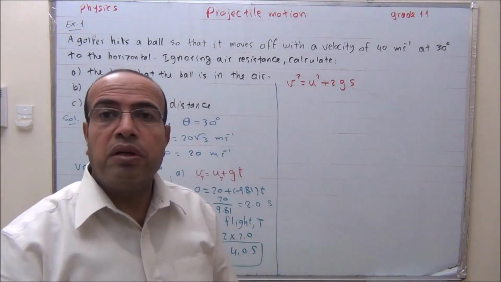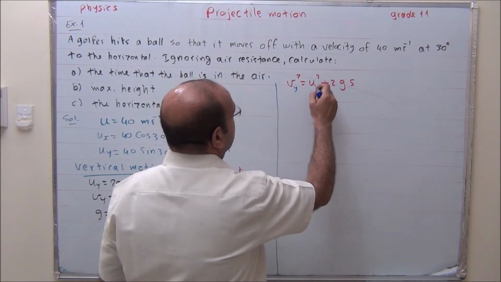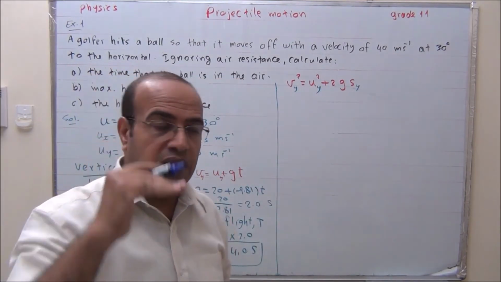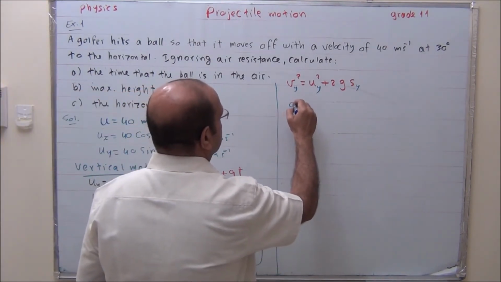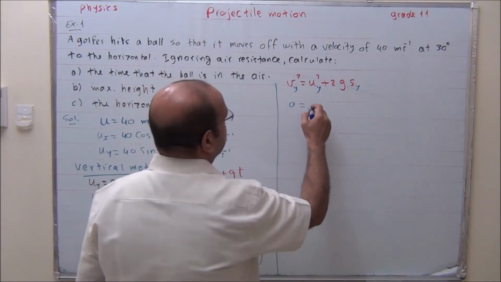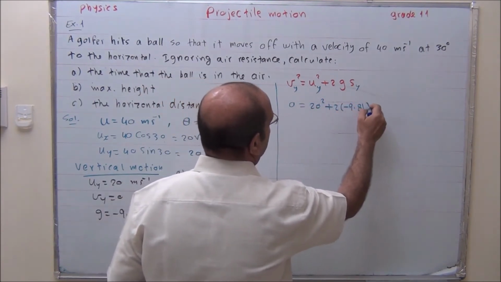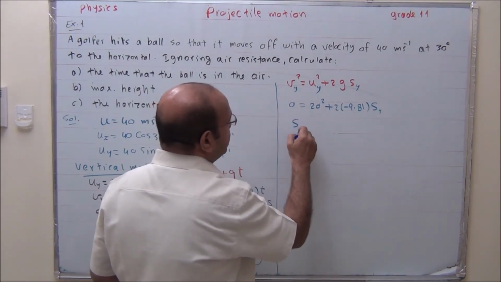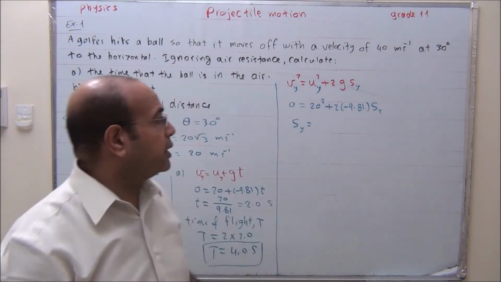We talk about vertical motion, so we add Y here, and this also S in Y. It is vertical motion, so V equals 0. U equals 20, squared, plus 2 times the negative 9.81 multiplied by S. From this formula, we can get the displacement in y-axis. It is the maximum height.